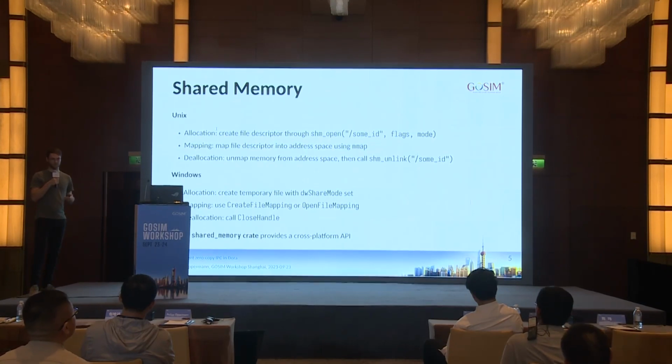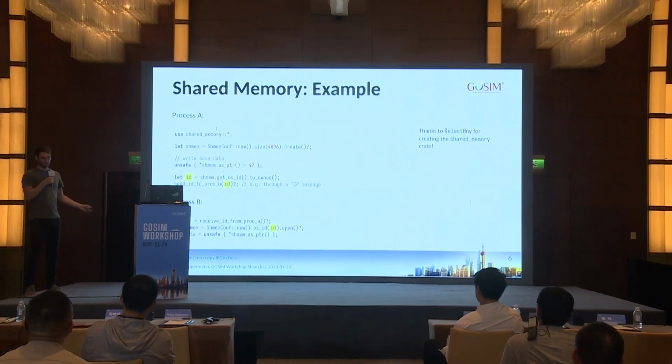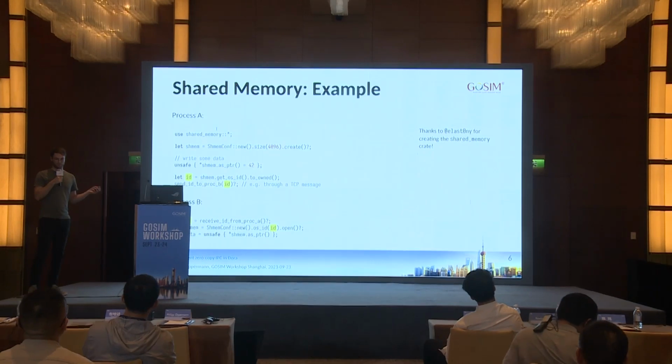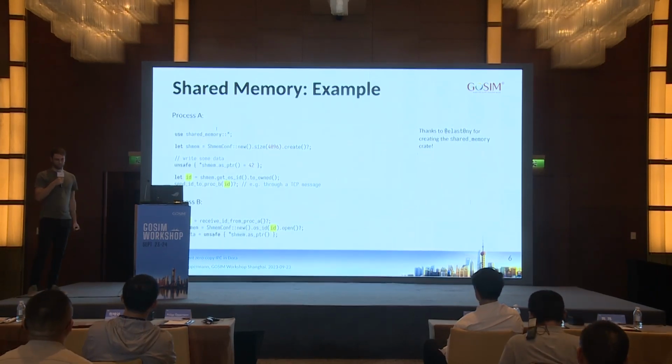Fortunately, we don't really have to deal with all these operating system specific details because there's a shared memory crate on crates.io that abstracts over all these details and provides a cross-platform API for using shared memory. As a simple example, we have two processes. In process A, we create a new shared memory region with size 4K.